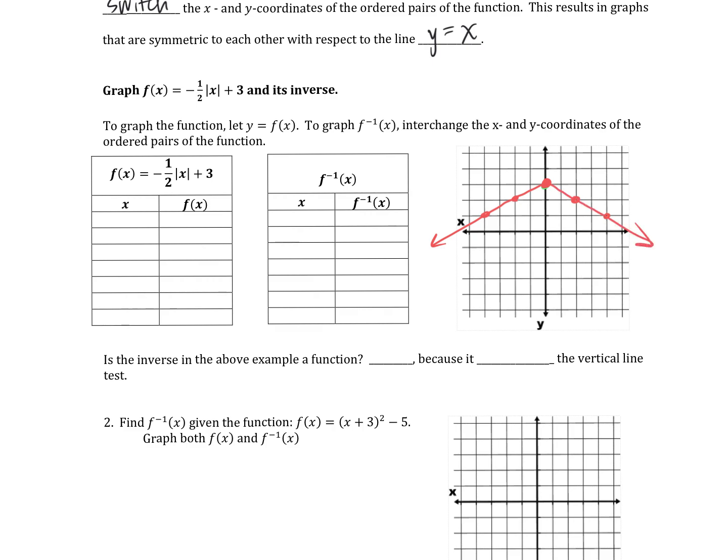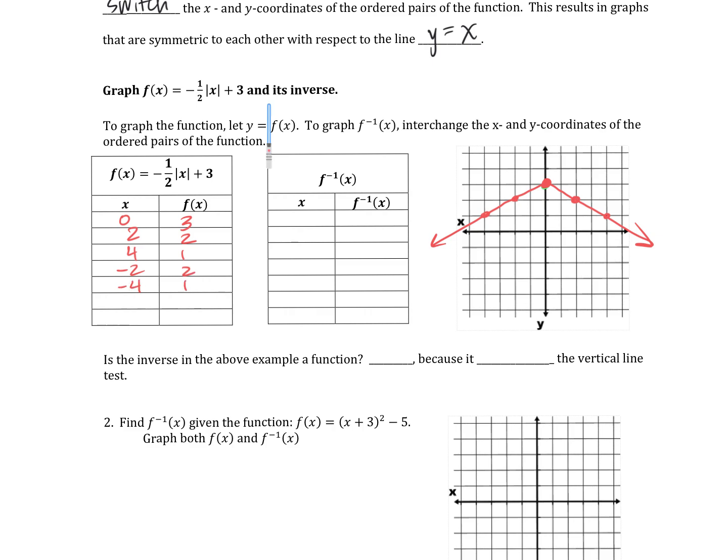So there's my function. So here's what I think the easiest way to graph an inverse is. Let's go label these points. Like, what's this coordinate here? 0, 3. Very good. I was thinking 4, but you're right. It's 0, 3. And then what's this point here? 2, 2. And then this point here? 4, 1. And then this one over here? Negative 2, 2. And then finally, negative 4, 1.